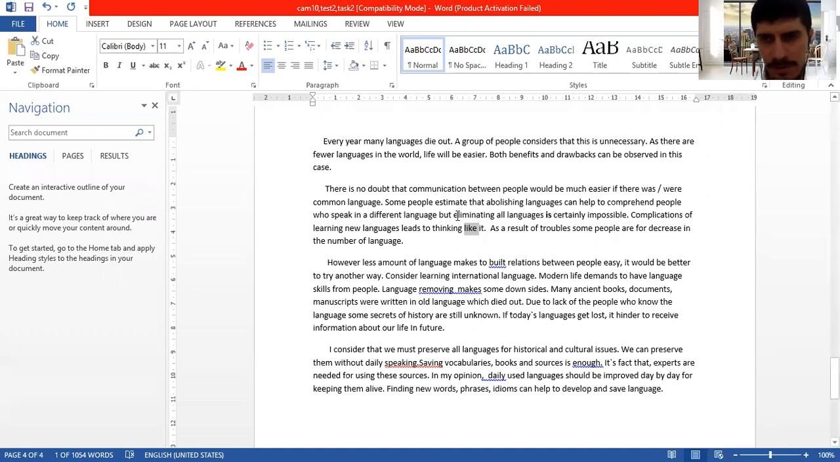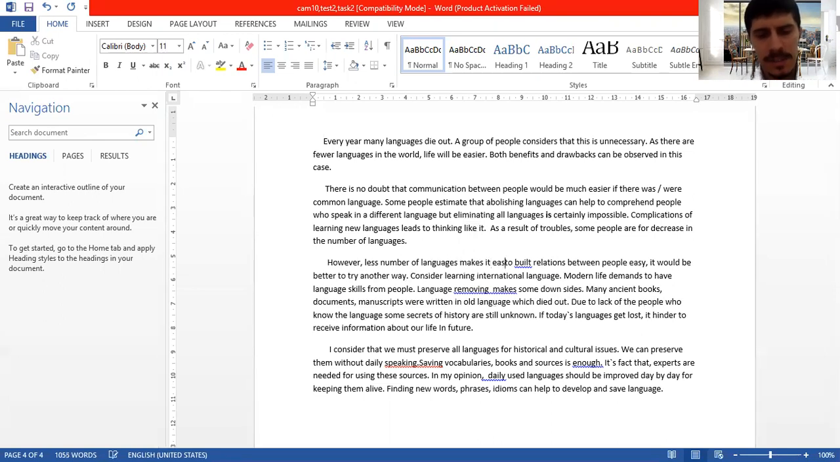As a result of travels, again, some people are for a decrease in the number of languages worldwide. However, now we are talking about the contrasting point: less amount of language, less number of, because it's countable now. The number of languages makes it easy to build relations between people. It would be better to try another way.